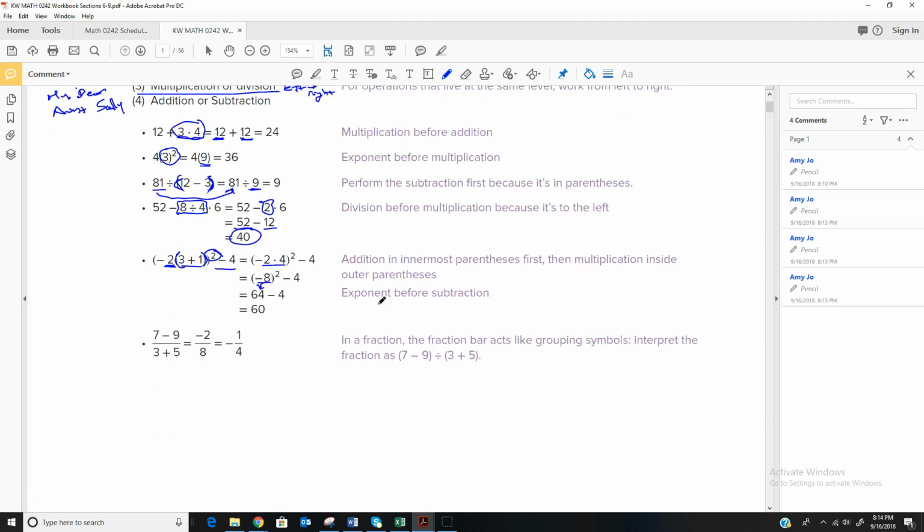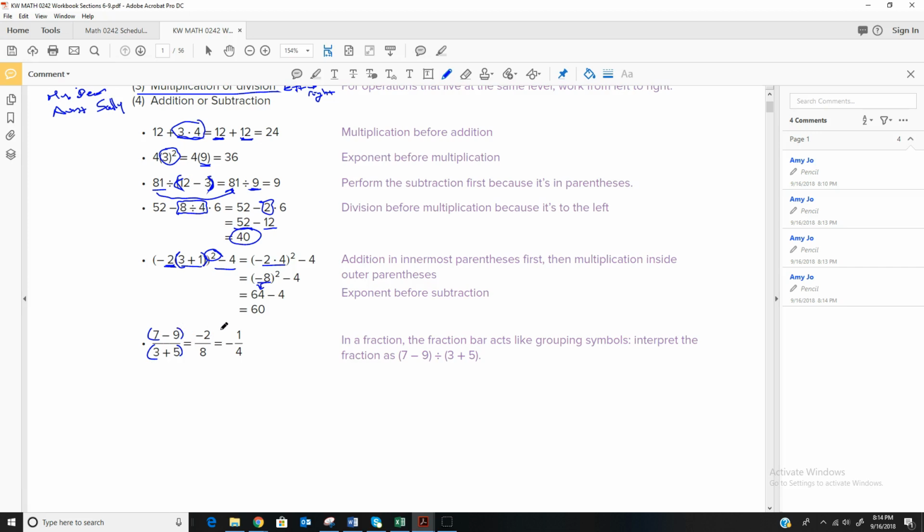And then the last one, just as a reminder, in a fraction, the fraction bar acts like grouping symbols. So when you see this division bar here, this fraction bar, you have to do everything on top and everything on bottom before you divide. That bar acts like grouping symbols. Everything that's on top is grouped together. Everything that's on the bottom is grouped together.